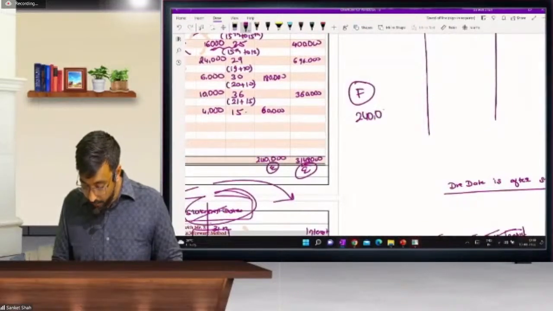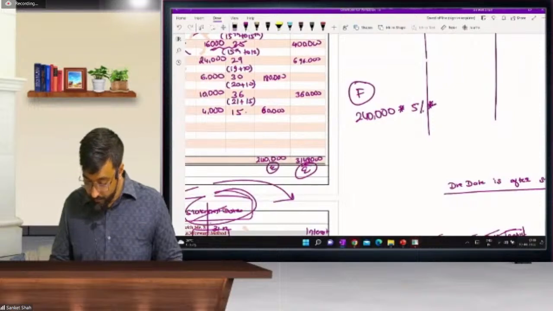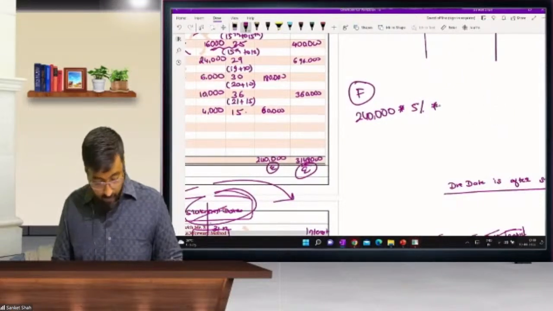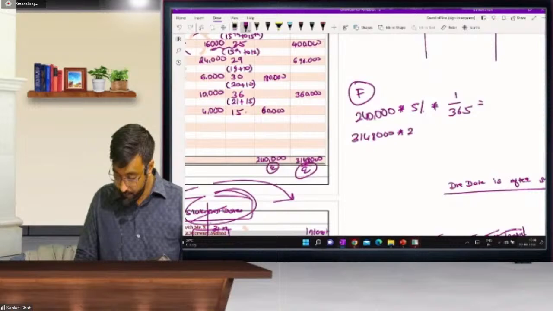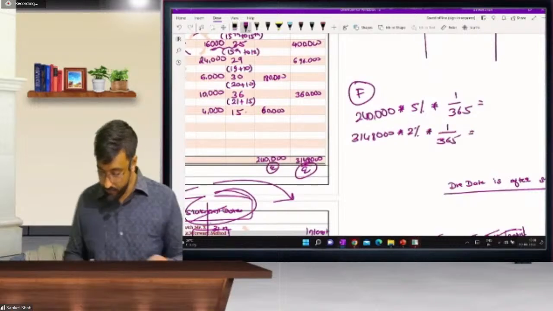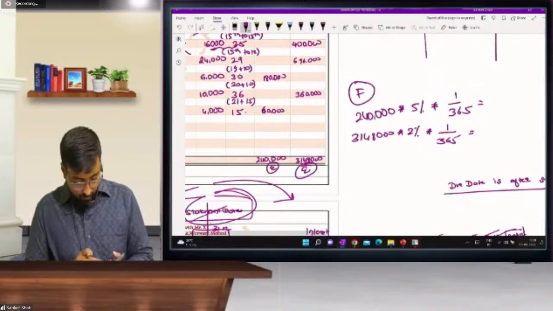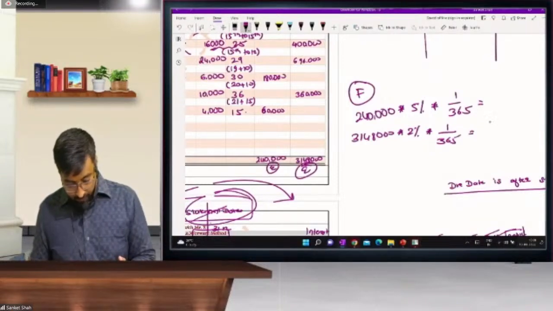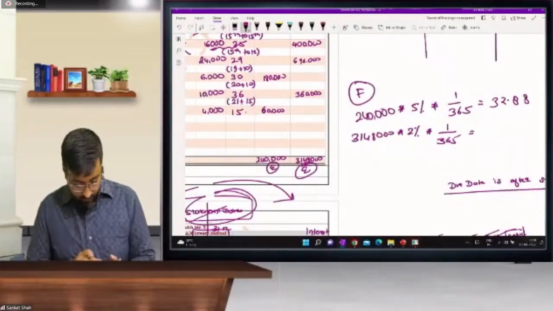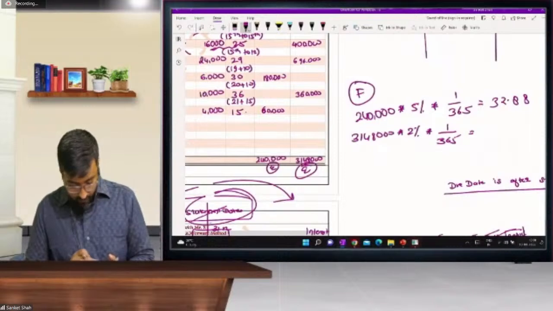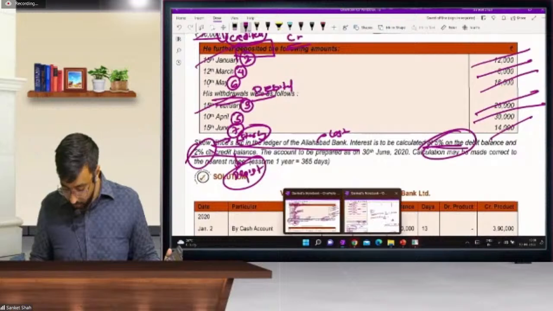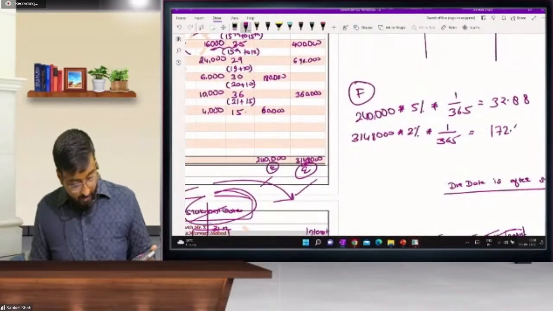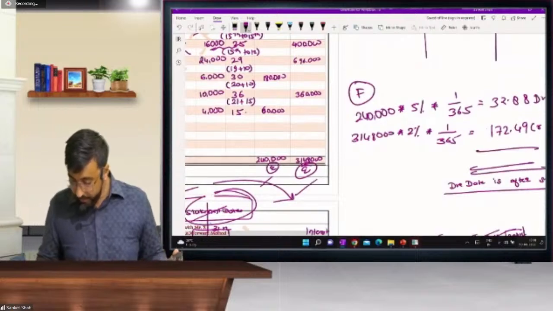Now on withdrawal, 2,40,000 into 5% into 1 divided by 365, which is 32.88. Then into 2% divided by 365, and 2% on credit side, it's given in the question: 5% on debit and 2% on credit interest rate. 172.49 credit, 32.88 debit. So more is credit.